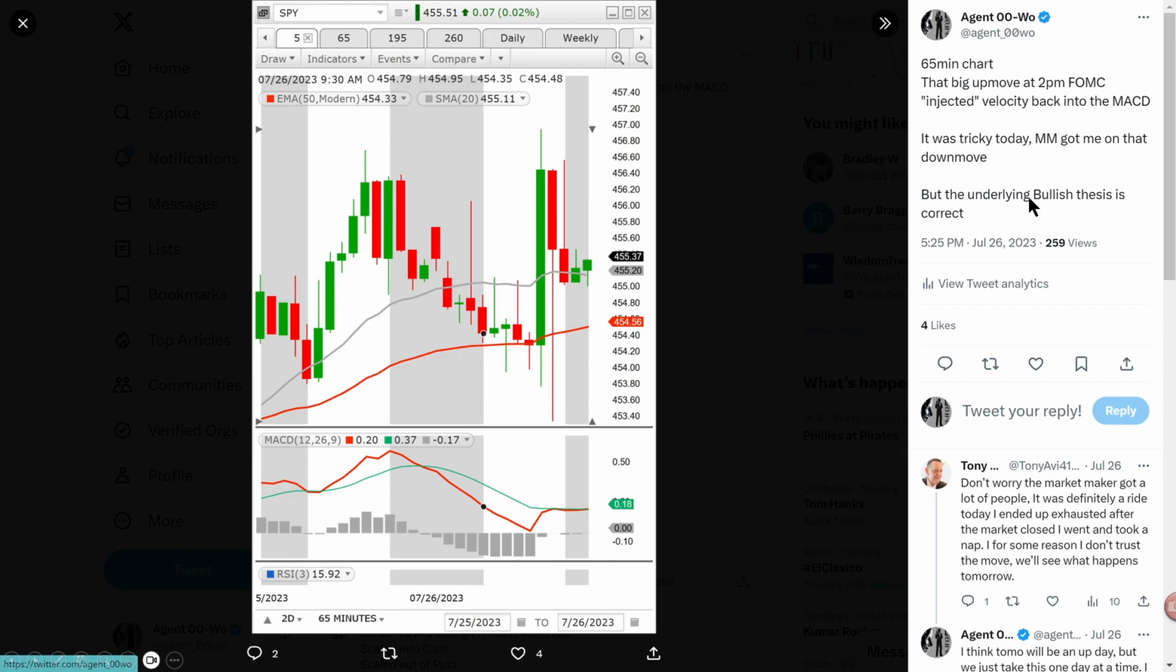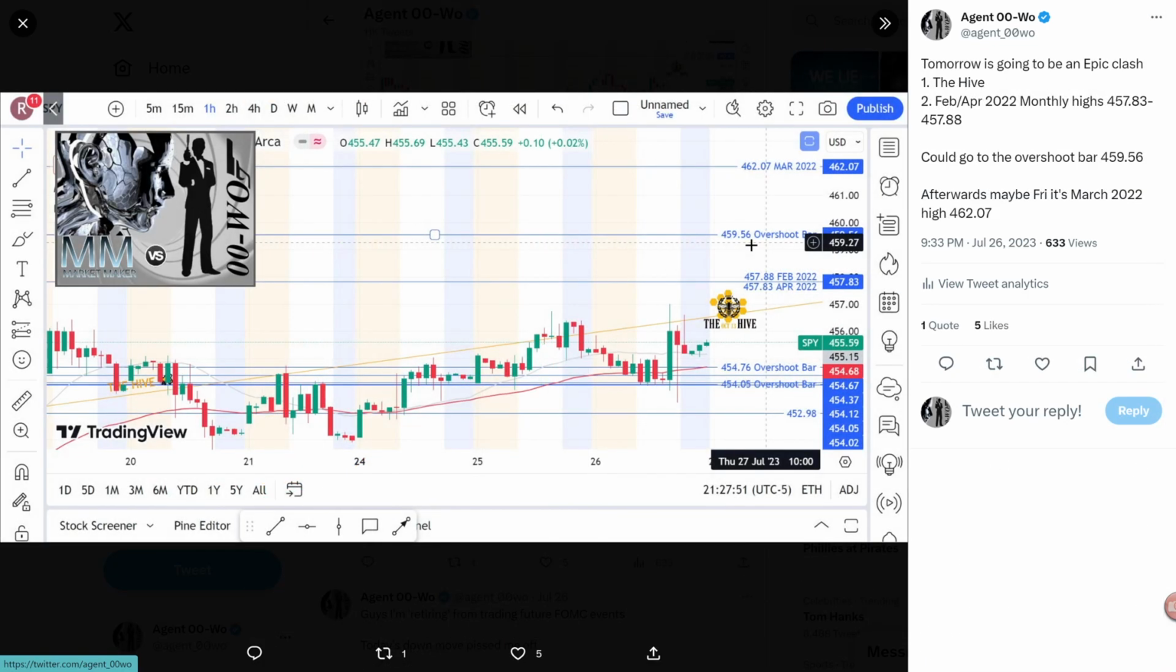The underlying bullish thesis is correct. This was after the dump. So it would pump, dump, and then it came back up. That's when everyone started getting scared. That's when all the Ron Walkers were like, see, I told you so, I told you so, I told you so. Only to wake up the next morning, it ripped even higher. Did it not? Yes, it did.